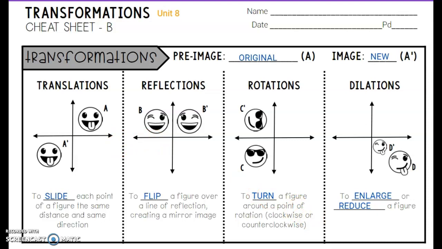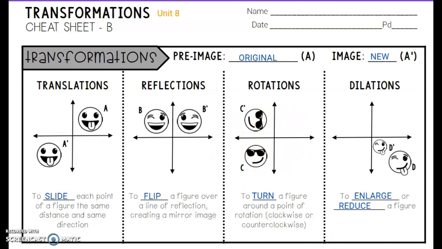The third one is rotations. It is to turn a figure around a point of rotation, either clockwise, which is just like the numbers on the clock, it's to the right, or counterclockwise, which is to the left. Now, rotations, this is what we use the patty paper for. And so please remember that you can use the patty paper and I can demonstrate that for you in class. Just let me know you would like for me to do that. Each quadrant represents 90 degrees.